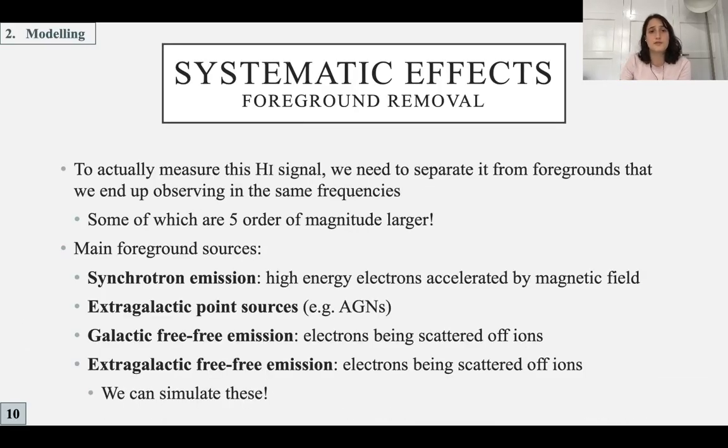Let's also talk about systematic effects. When we actually try to measure this HI signal, we also end up measuring a lot of foregrounds that are up to 5 orders of magnitude or larger than our actual HI signal. So our HI signal gets drowned out by these huge foregrounds that we're also observing in the same frequencies. And most of these are synchrotron emission coming from our own galaxy.